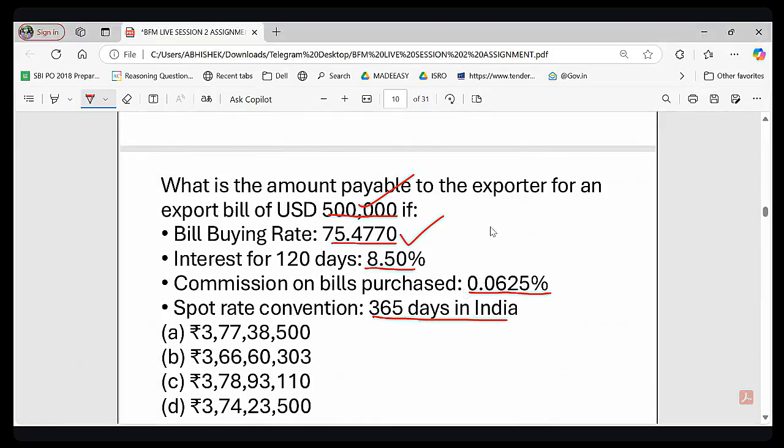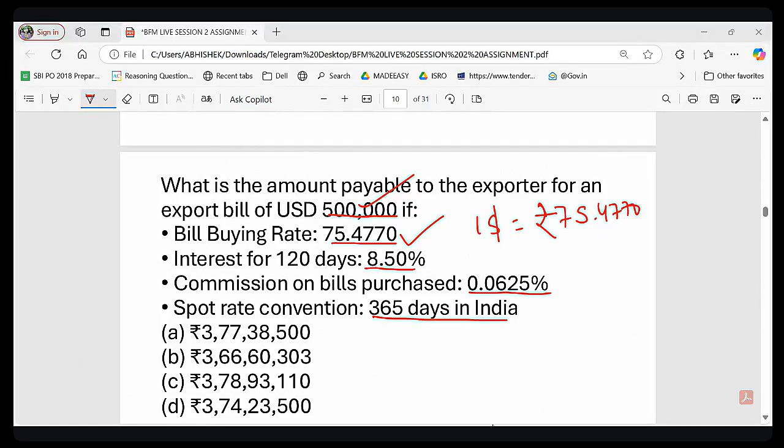So it is quite clear, the bill buying rate is given as 75.4770. It means that $1 is equal to 75.4770 rupees, isn't it? So tell me whether we have to multiply it or divide it. Tell me, what do you think is correct? Multiplication or division? Yes, we have to multiply it. Very good.